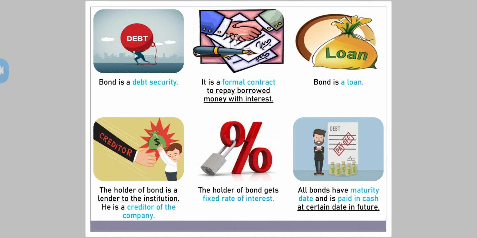Second point you have got as it is a formal contract to repay borrowed money with interest. We have already seen it's a debt security, that means it's a borrowed capital. Now it says that it's a formal contract to repay borrowed money, to repay borrowed capital along with the interest.